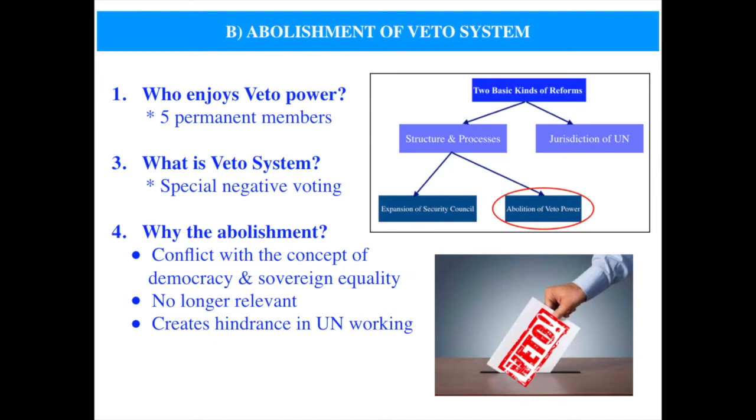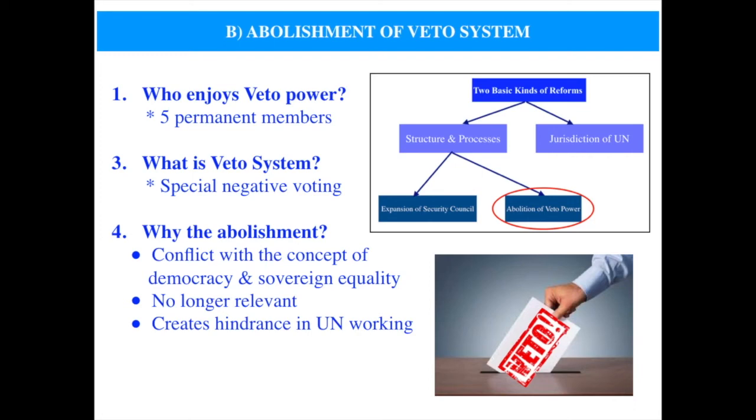Now, in order to understand this, I think we must first know what is the veto system, who enjoys veto power, and why actually was there the need for the abolishment of this veto system. Okay. So we already know that there are 15 members in the UNSC, 5 permanent members and 10 non-permanent members. Right. Now, out of these 15 members, the United Nations Charter has given the permanent members a privileged position. The privilege of being permanent and the privilege to have veto power. So there are two privileges. All right. And this was done to bring about stability in the world after the Second World War.